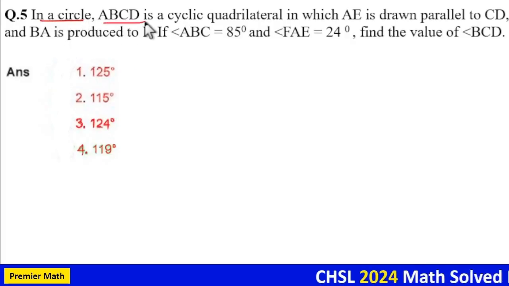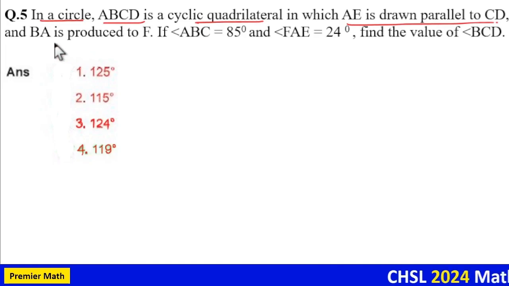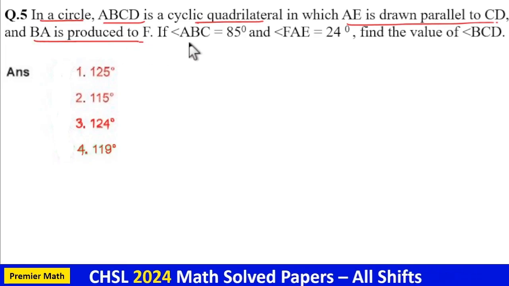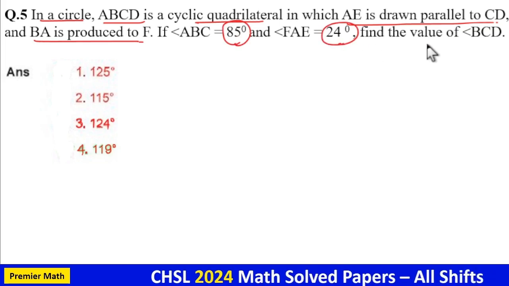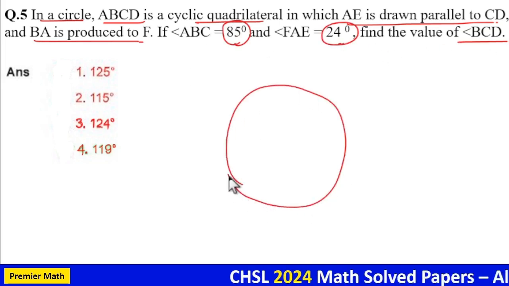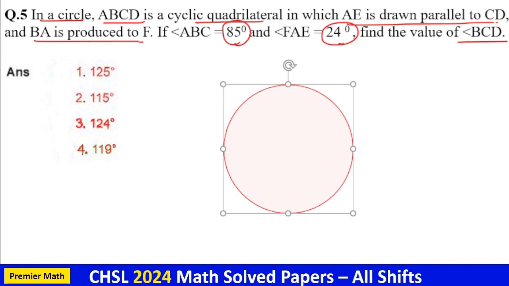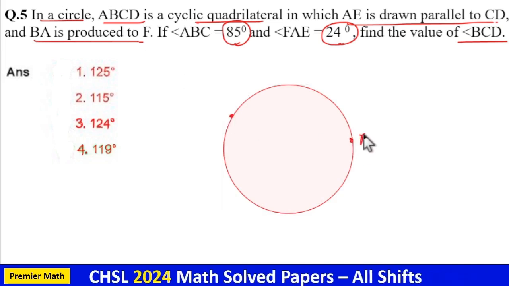In a circle, ABCD is a cyclic quadrilateral in which AE is drawn parallel to CD. BA is produced to F. If angle ABC is 85 degree and angle FAE is 24 degree, find the value of angle BCD. Here this is circle and here ABCD is a cyclic quadrilateral.